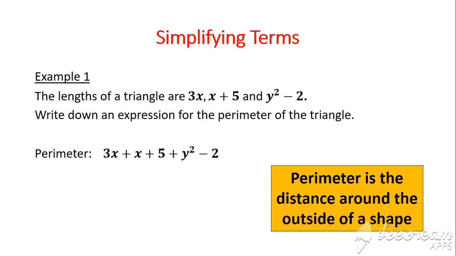So 3x plus x plus 5 plus y squared minus 2. And now we've got to look at what are like terms. So you'll see that the 3x plus x are like terms. We can simplify to 4x. The 5 subtract 2 are like terms and can simplify to 3. And the y squared is all by himself or herself.